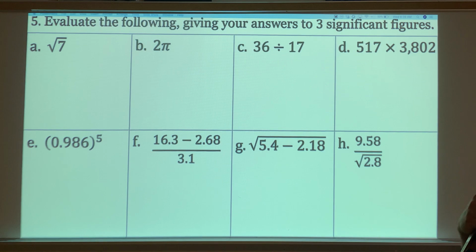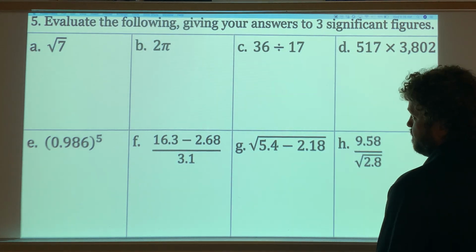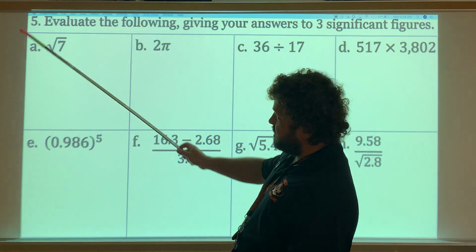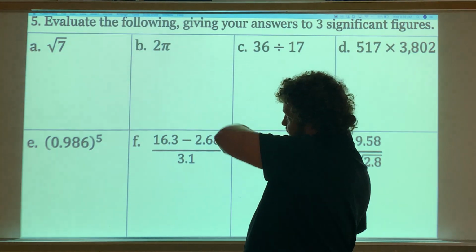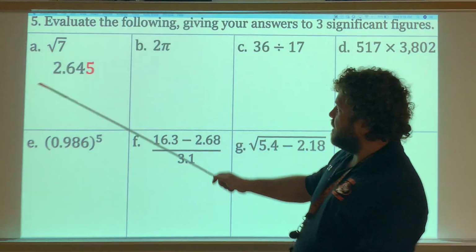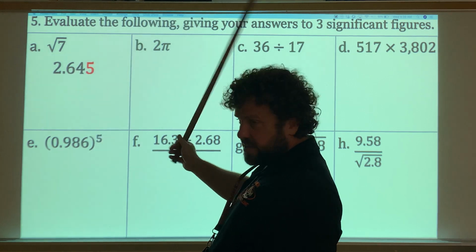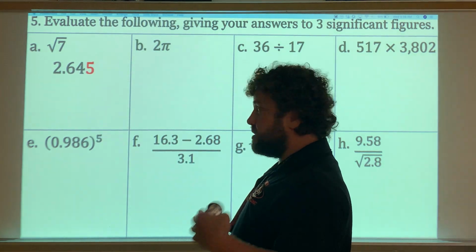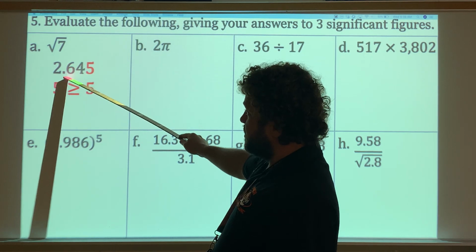All right, back to these fun problems. Evaluate the following. Give your answers to 3 significant figures. Now it's not decimals, it's figures. Second, square root of 7. 2.645. I'm just going to stop at the 4 significant figure for each of these to show you how I'm rounding. This is greater than or equal to 5, so our answer is 2.65.